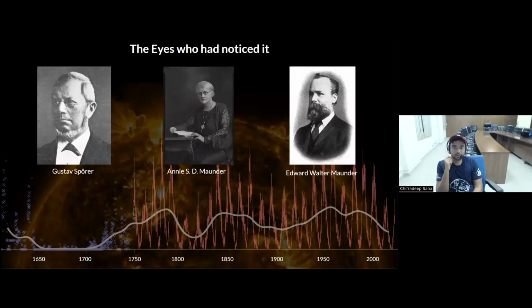There are astronomers who took into account the Sun going into a relatively quiescent phase, where you see a very low number of sunspots for a sustained amount of time, many decades, 70 years or so, from 1645 to 1715. This is famously known as the Maunder minimum. Gustav Spörer was the first one who noticed it, and then research was carried on by Annie Maunder and Edward Maunder at the Royal Greenwich Observatory, who studied these solar grand minimum phases in detail.